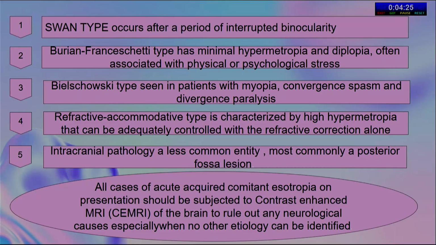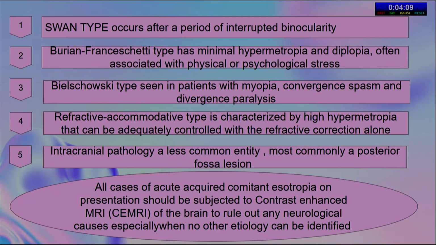Minimal hypermetropia and diplopia are often associated with physical or psychological stress. Third is the Bielschowsky type, which is seen in patients with myopia and convergent spasm. Fourth is the refractive type, which is due to any uncorrected refractive error already present in the patient.